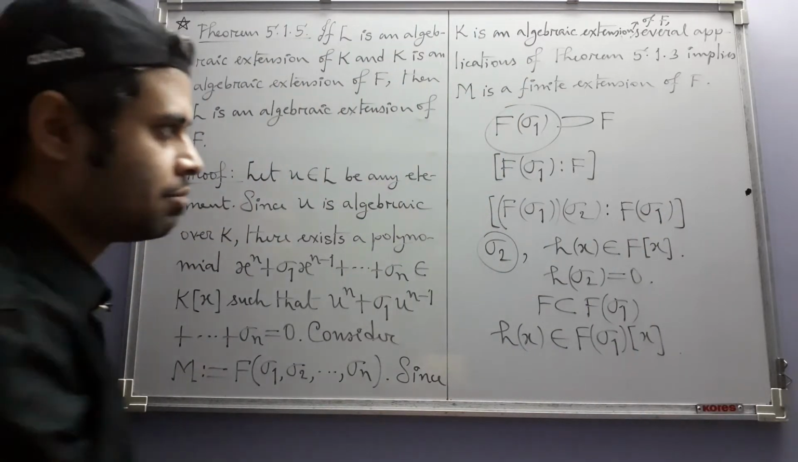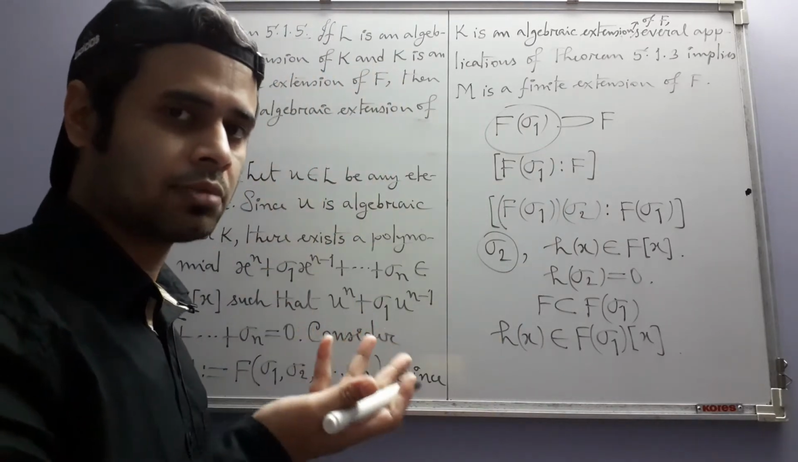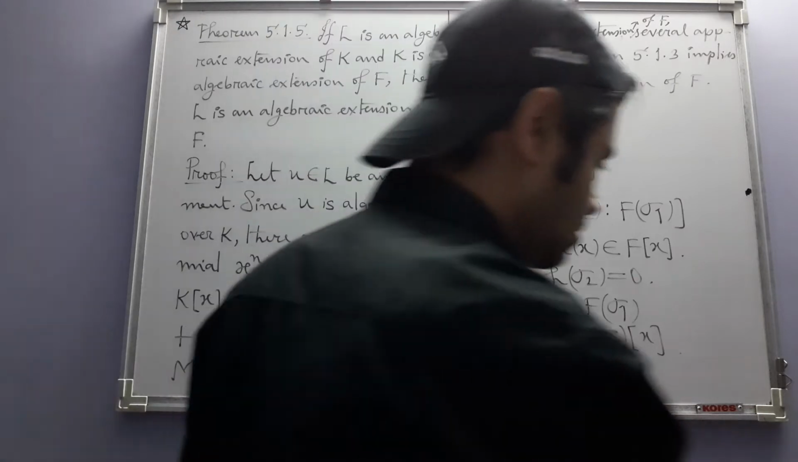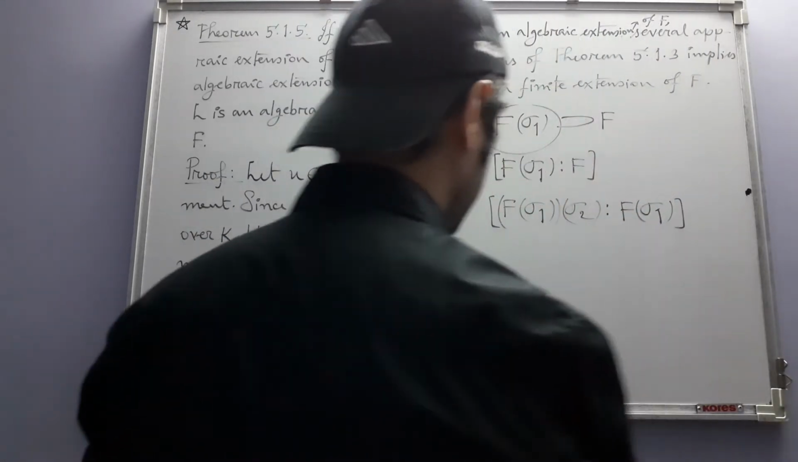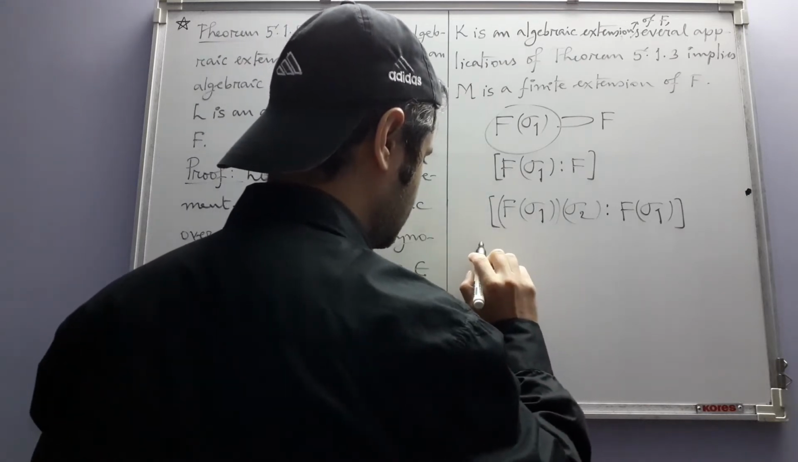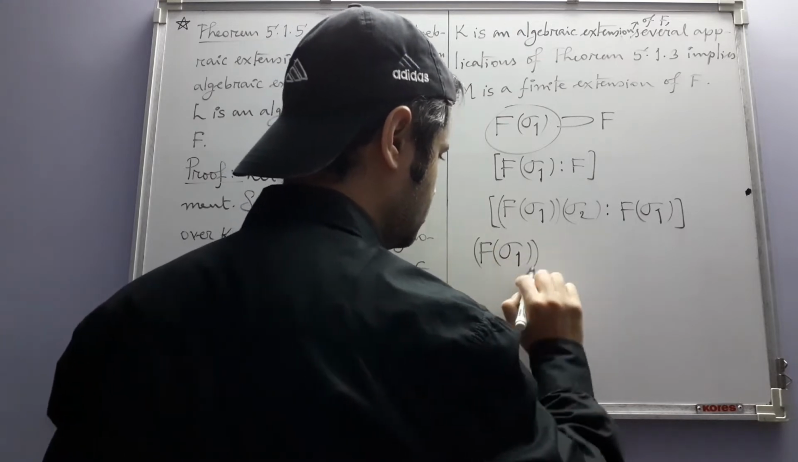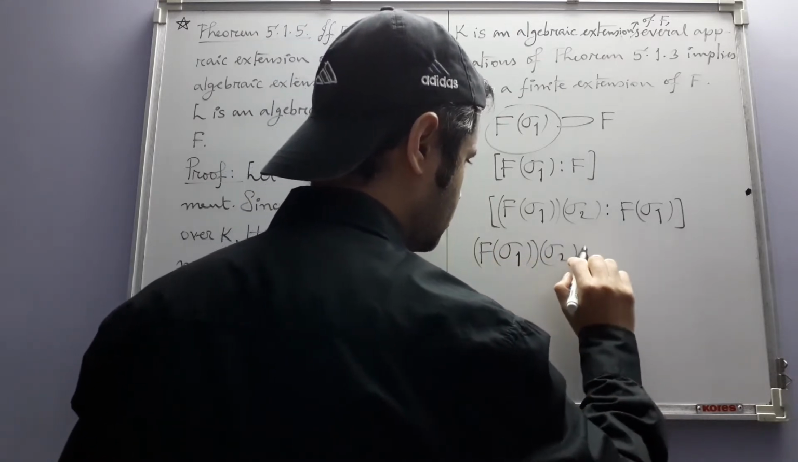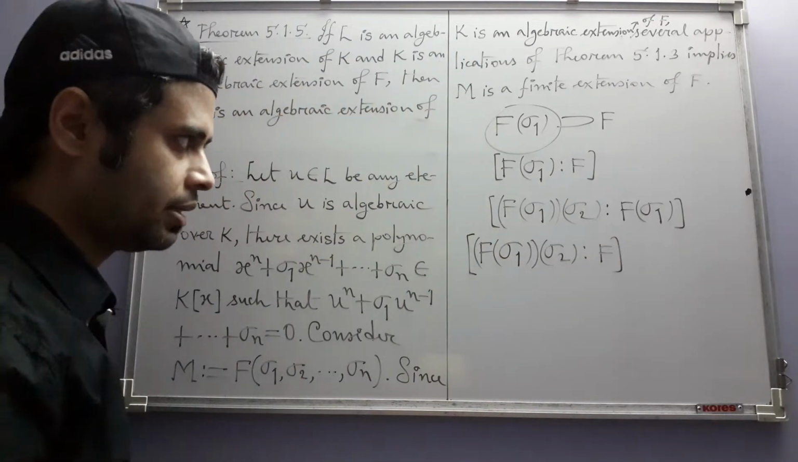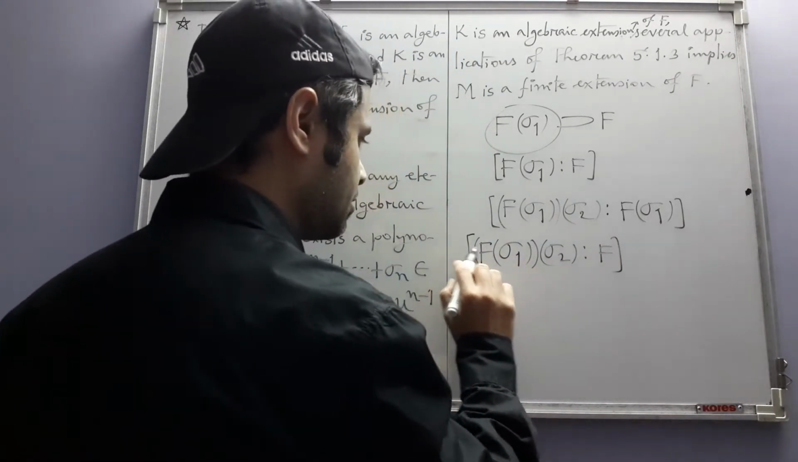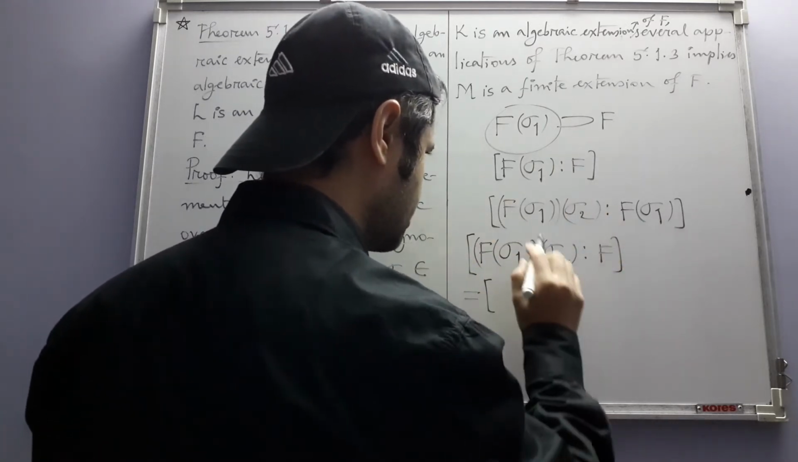Because these two degrees are finite, by theorem 5.11, our first result, this thing will be finite, because by theorem 5.11, this is the product of these two integers.